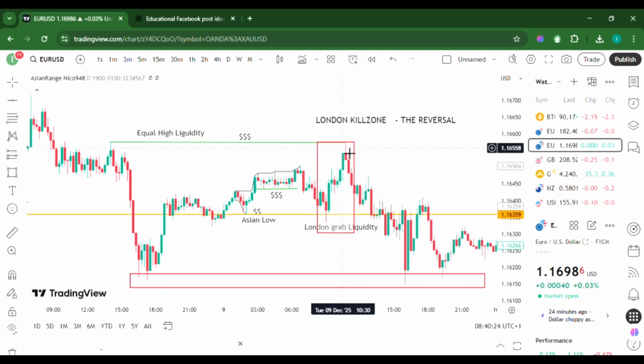Immediately this high of the day, which doubles as an equal liquidity, is created, the trend of the day is set, and you see price coming to the downside. This pullback right here is the gold. So if you didn't get a trade here, this is where the main setup lies.